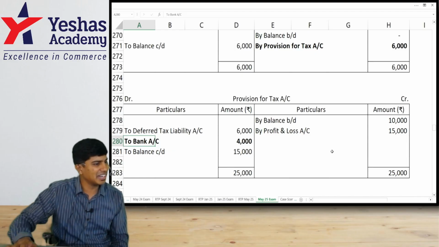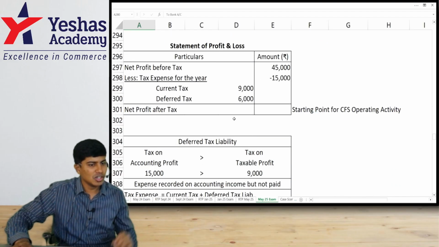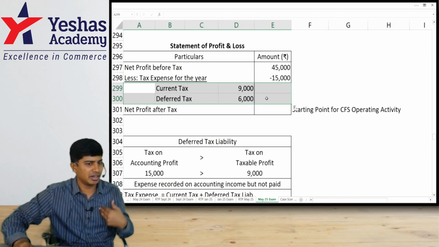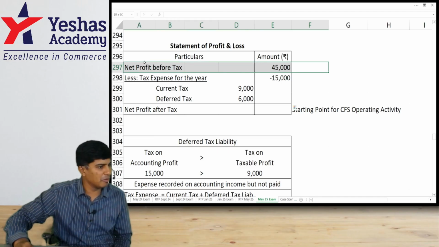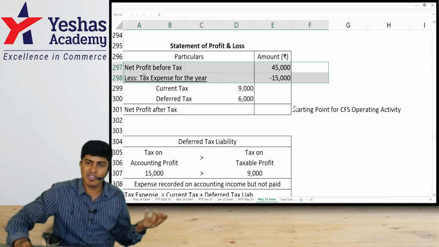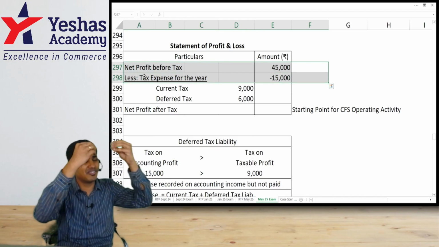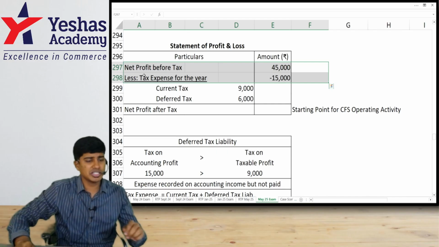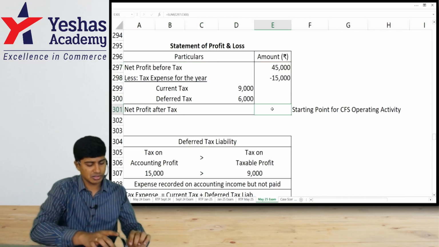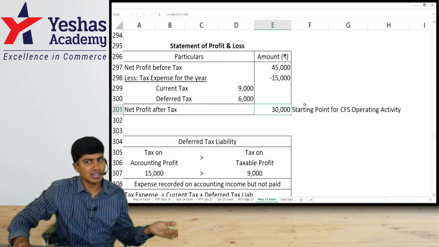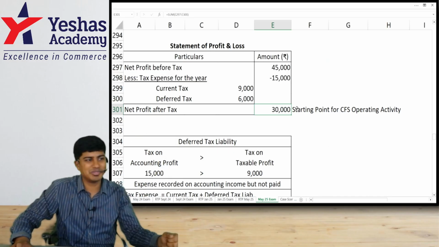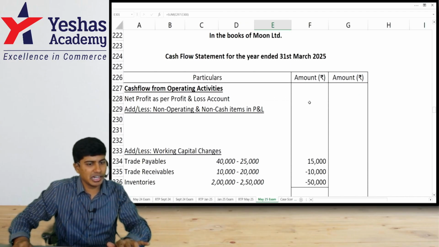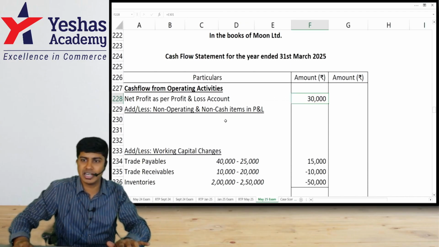Did you understand? 15,000 expense, no. You don't have to show this difference here. I've given it so that you get it. 45,000 is the profit before tax. Tax expense is 15. Whether deferred tax asset, deferred tax liability, I don't care. Tax expense is 15. How much is profit after tax? Profit after tax, 30 will be starting point in cash flow statement. 30 will be in my cash flow statement. I'll write net profit as per P&L 30.